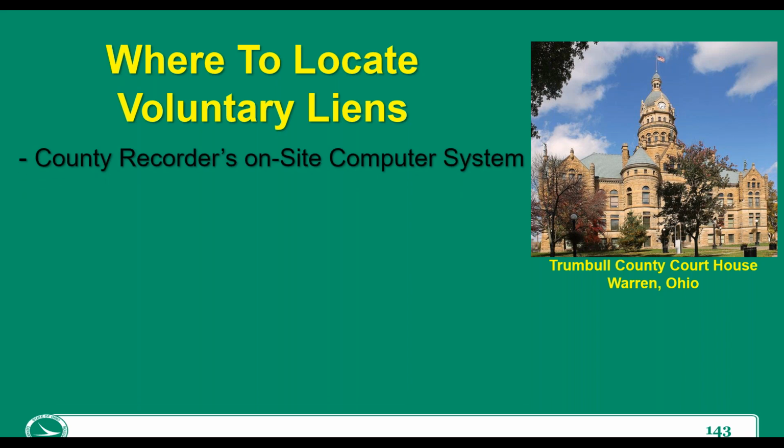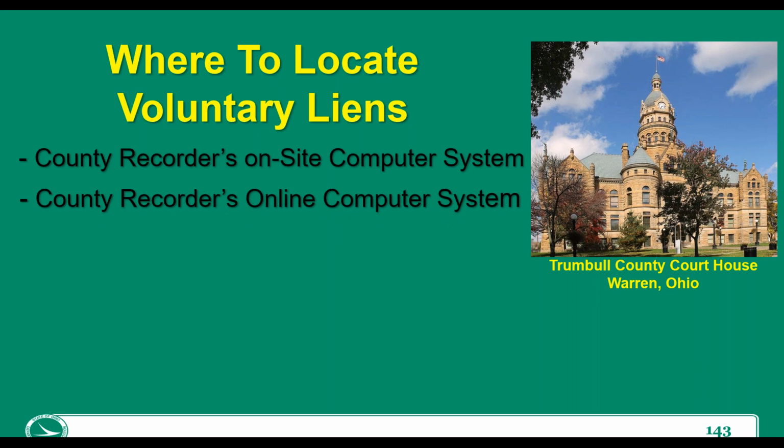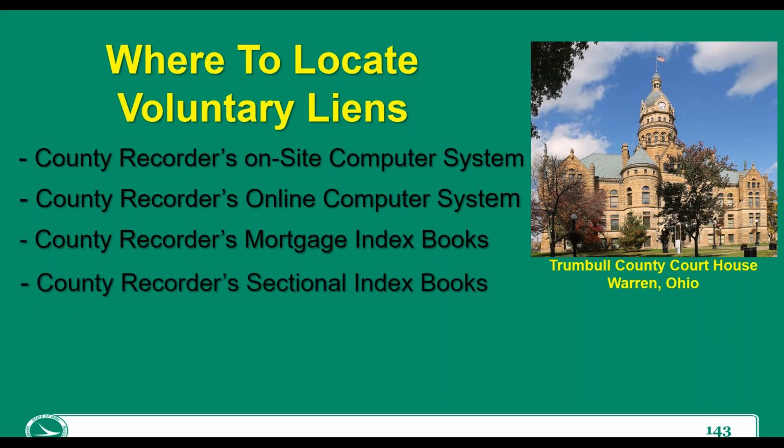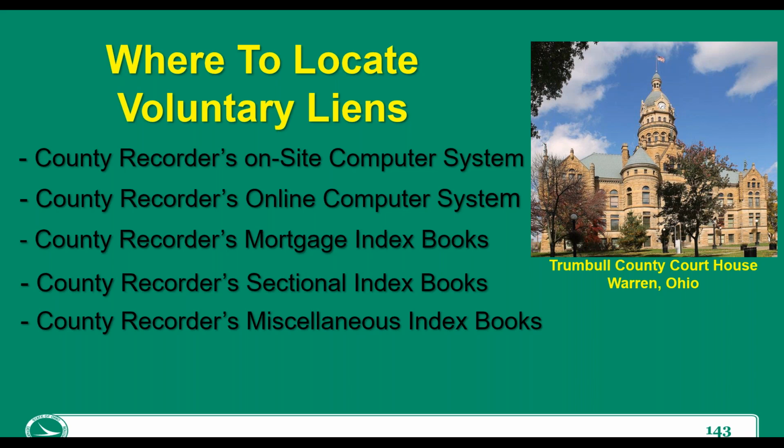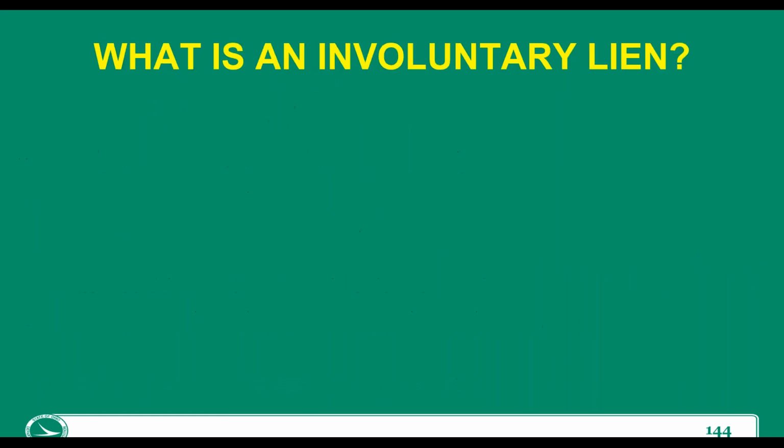But where to locate voluntary liens? You'll find them on the county recorder's on-site computer system. You'll find them on their online computer system. You'll find them in mortgage index books and sectional index books. If you're not familiar with those, some counties also use a section book, which is awesome because everything that happens in that section is in that book and really cuts down on your research time. Also miscellaneous index books and other designated county office indexes.